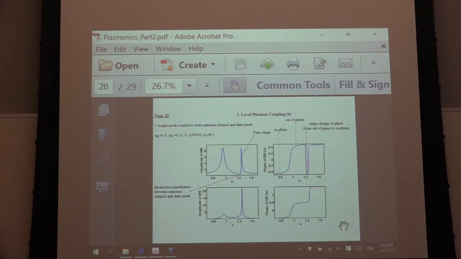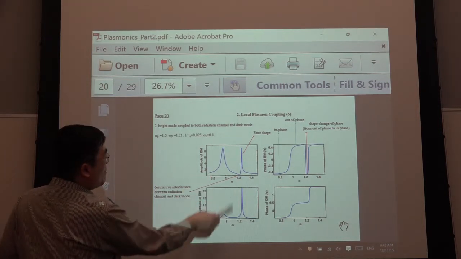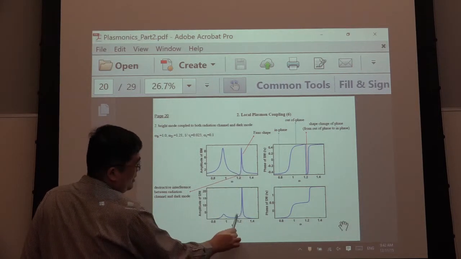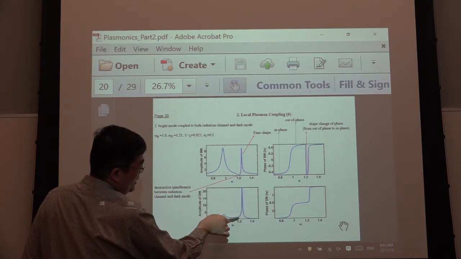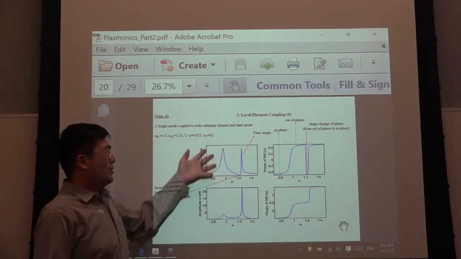Okay, you can see what's the feature. When they couple, they have Fano resonance for this bright mode. Also, because it's lossless, it's not significant. If it's lossy, it also has Fano resonance for the dark mode. Not just the dark mode.